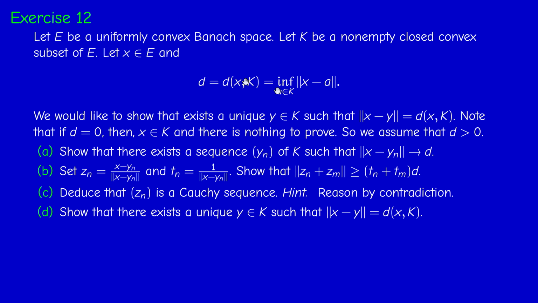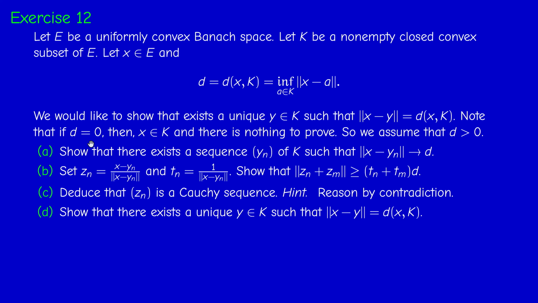Now, if D is 0, there's really nothing to prove, because then X belongs to the closure of K, and since K is closed, X belongs to K. So we assume that D is strictly positive, and therefore X is not in K. Try to draw a figure to accompany this exercise. Take a convex set and a point X outside, and try to do some kind of projection onto K.